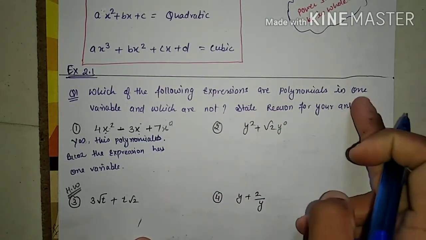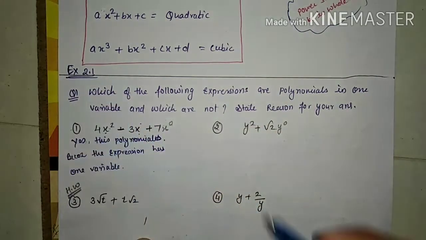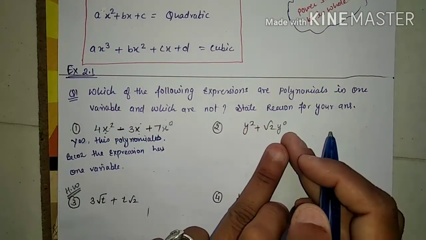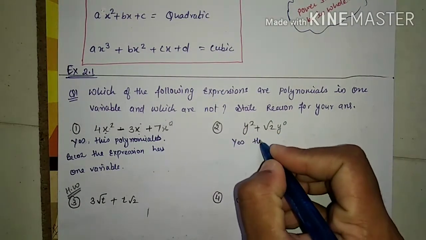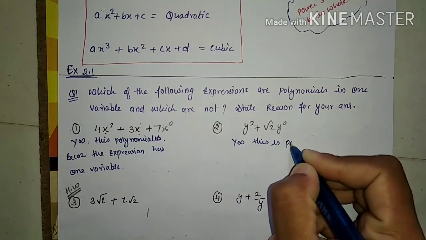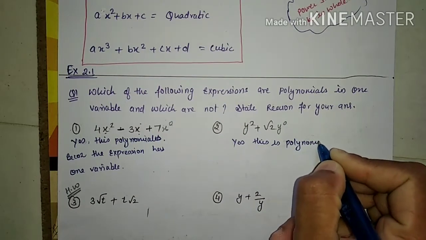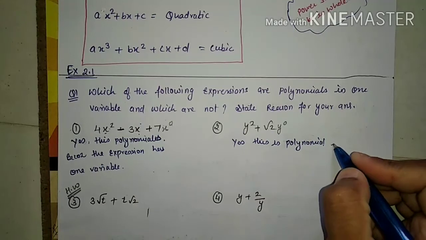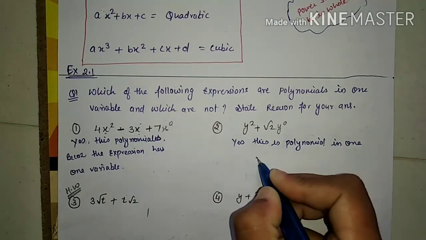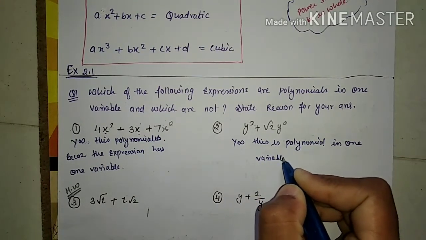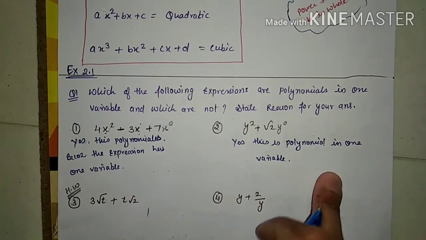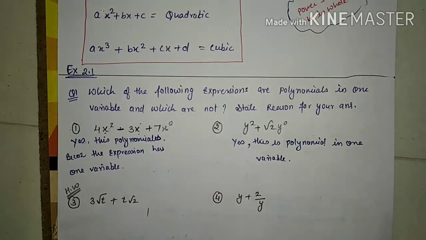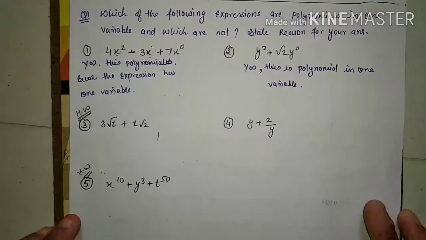But there is one condition: one variable should be there or not. Just check. Here is y and here is also y. So you can say that yes, this is a polynomial in one variable. You can write like this, and you can write like this also. Both the methods are correct. I am giving you some options where you can write the answer by yourself. Okay, now come to the next.